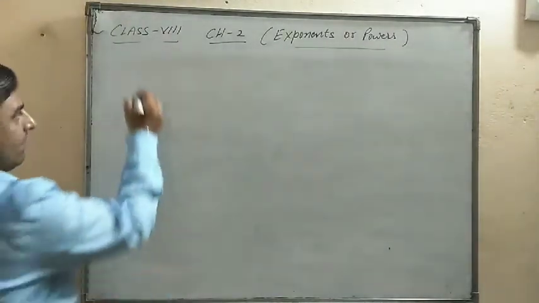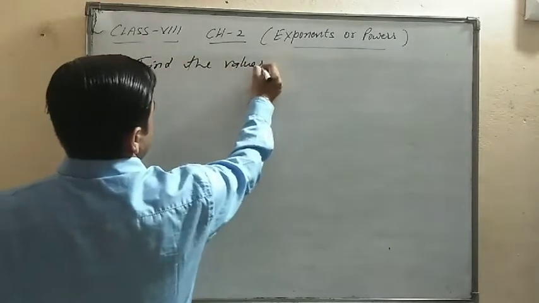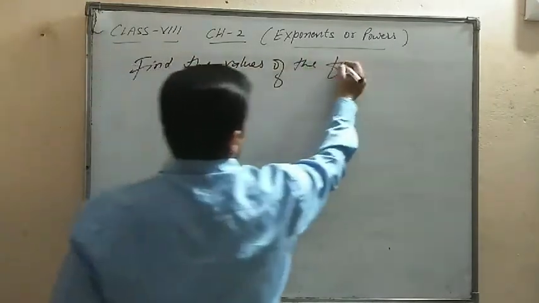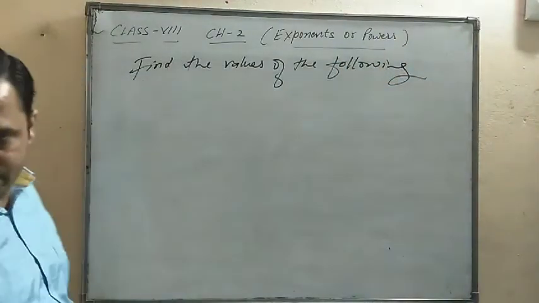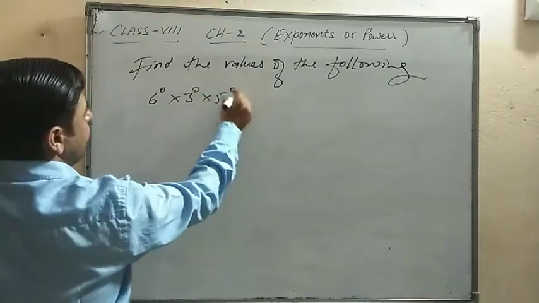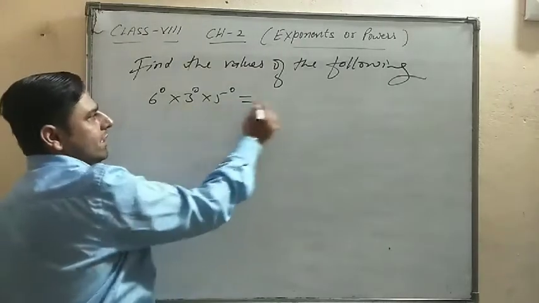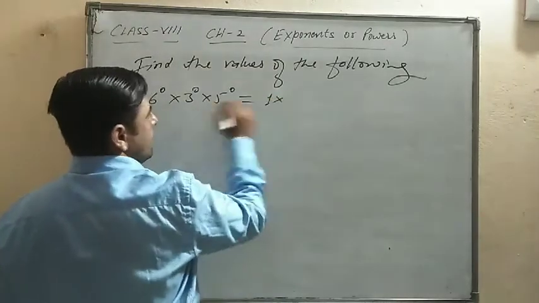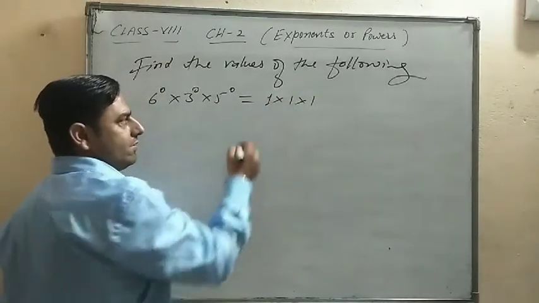Next one is: find the values of the following. 6 raised to power 0, 3 raised to power 0 into 5 raised to power 0. So what is the value? 6 raised to power 0 is 1. 3 raised to power 0 is 1. 5 raised to power 0 is equal to 1.